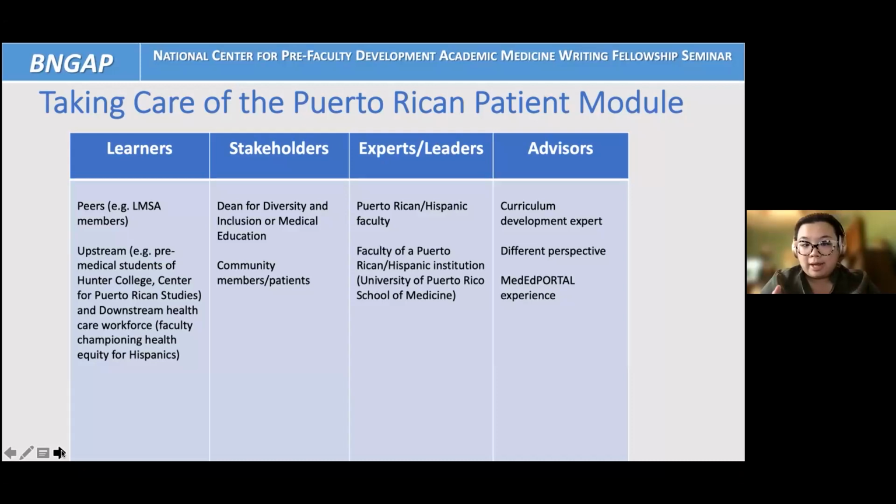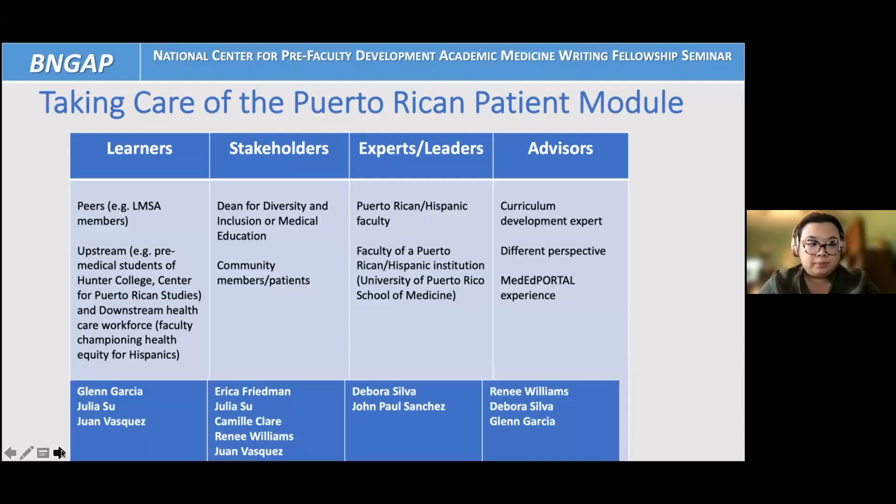And fourth, in advisors, you want to find people who can basically help you put together this project. And so for this module, it was a curriculum development expert. They sought out advisors with different perspectives, and they also sought out advisors who had meta-portal publishing experience. And so ta-da, there are people that were identified for this project. And as you can see, Dr. Sanchez and Dr. Williams are both on this project as expert leaders and advisors, as well as stakeholders.